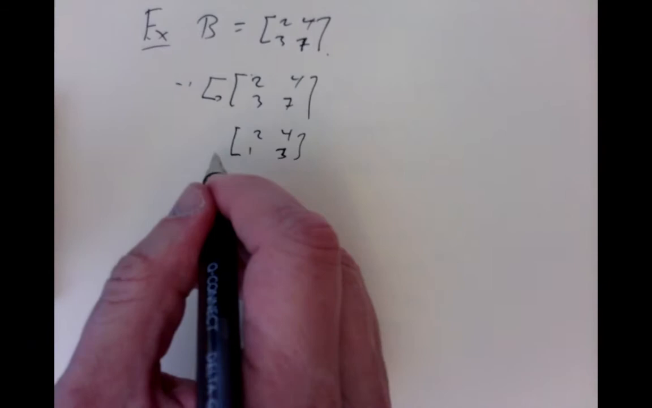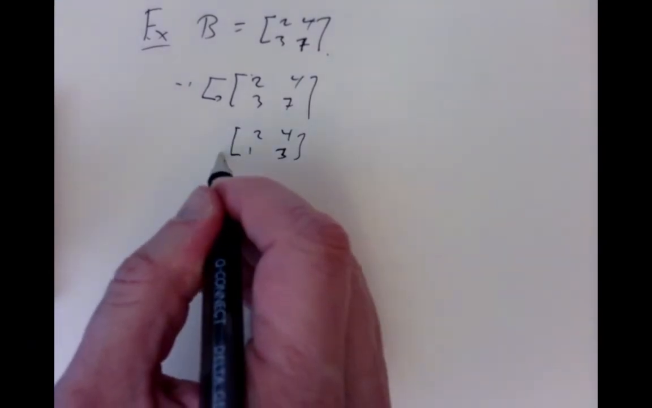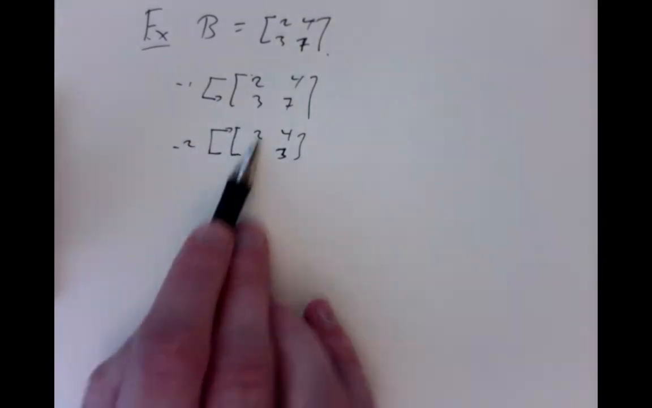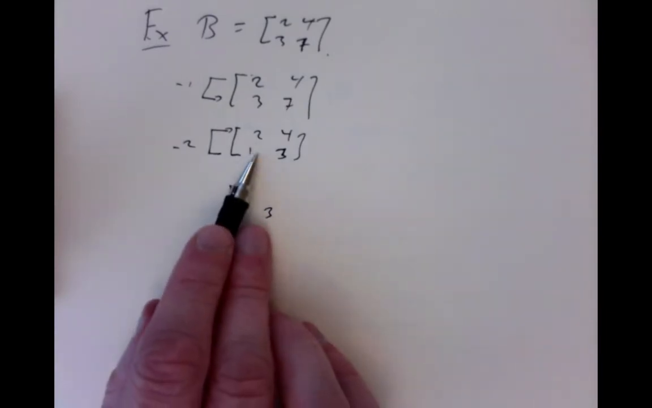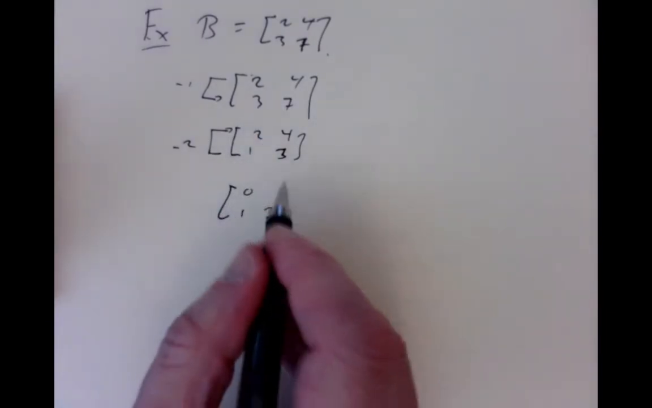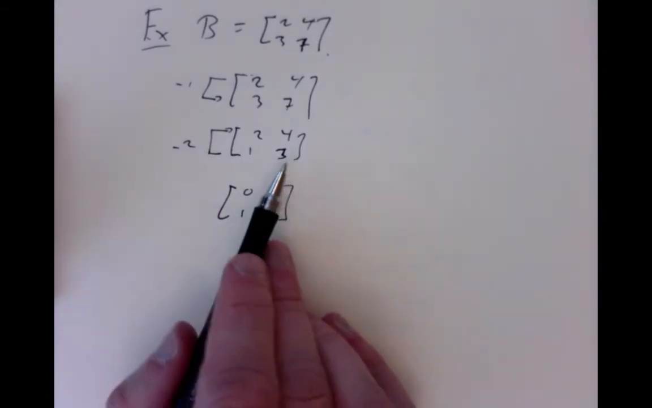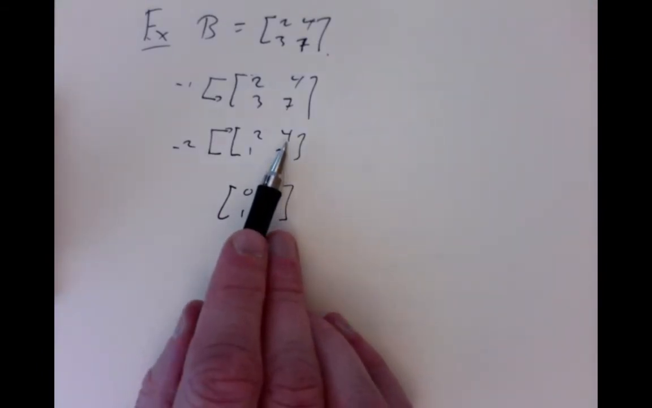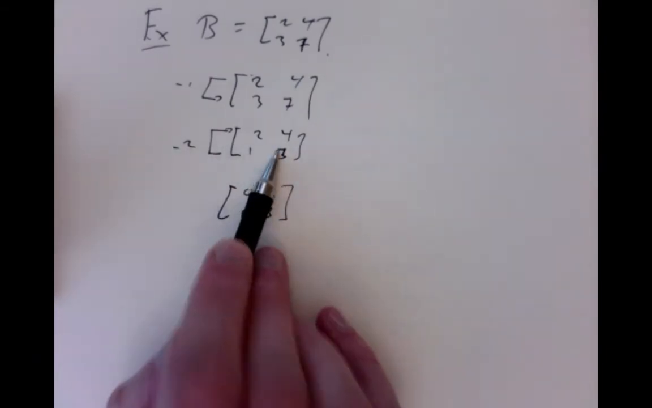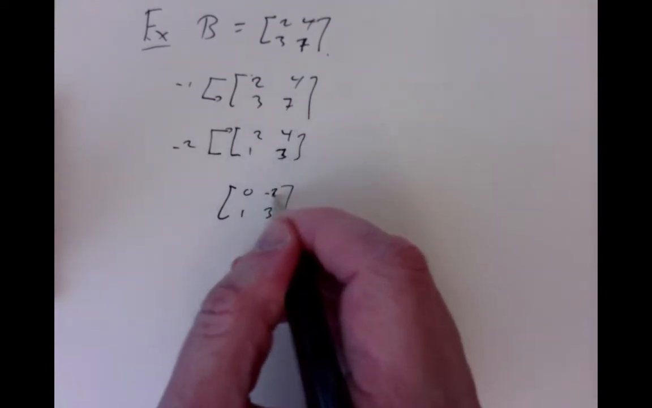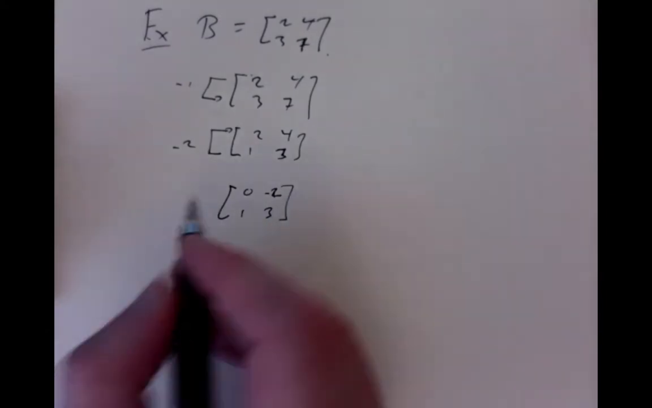And now what we'll do is we'll take twice this guy from this one, and we get this: the second row stays the same, the first row is minus that to that, which is 0, minus that to that is 1. Okay, sorry, minus 2 times 3 is 6, so minus 2. Okay, there we are.